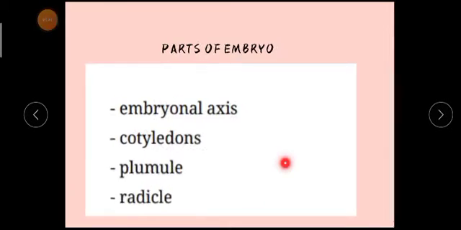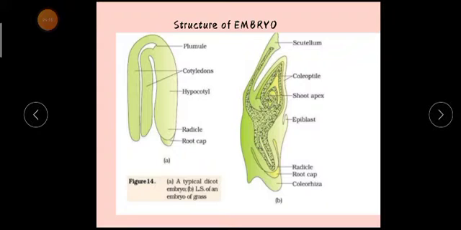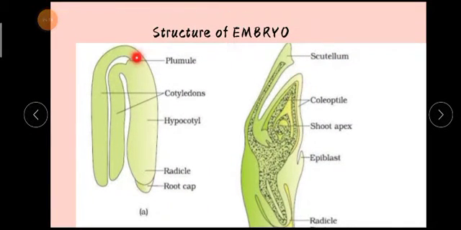Okay, now let us discuss the parts of an embryo. The parts of an embryo are embryonal axis, cotyledons, plumule, and radicle. These four are the most important parts of an embryo. The first one is embryonal axis, second is cotyledons, third is plumule, and fourth is radicle. From here you can see the structure of an embryo, and this portion is called plumule, and these two are the cotyledons. This is your radicle and this is the root cap.